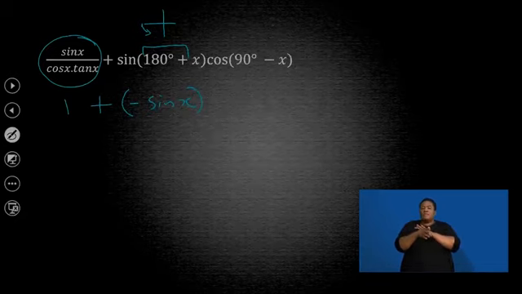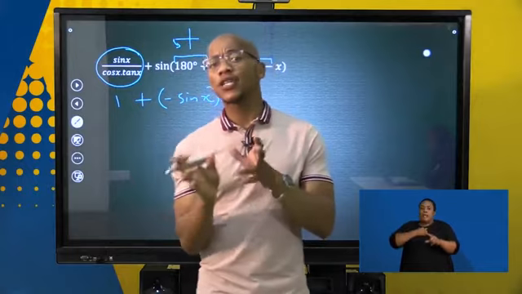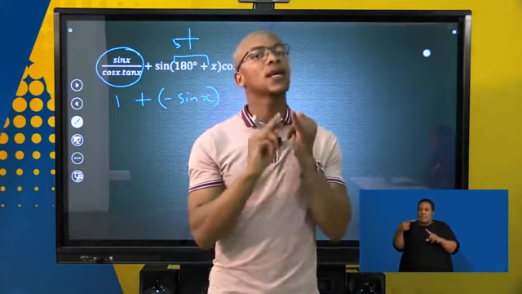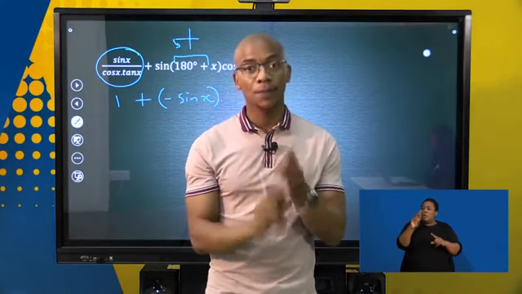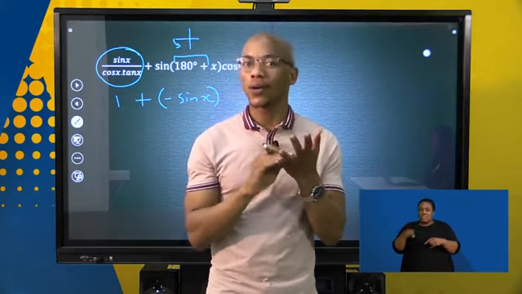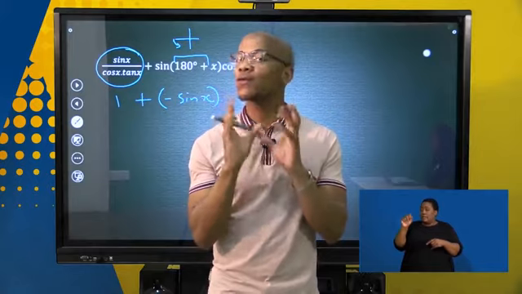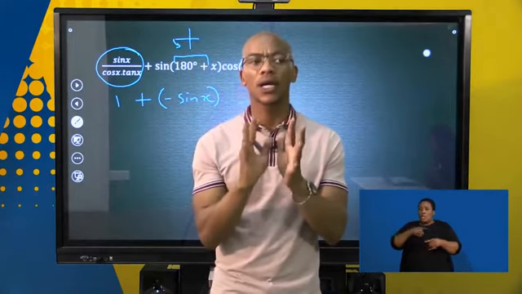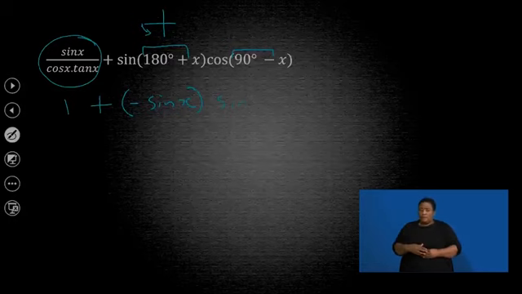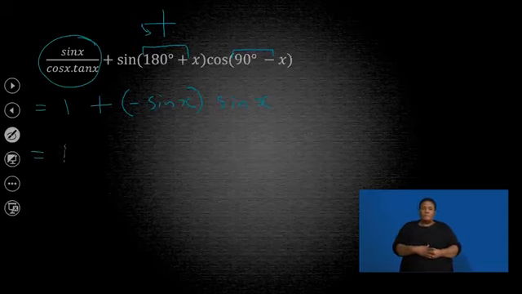But because of the 90 plus or minus, the ratio will change to its co-function. So let's just remind ourselves. The co-function of sine is cos, the co-function of cos is sine, and the co-function of tan is cot. But we hardly give you the co-function of tan because we don't do cot when we get to grade 12. So this means this will actually be sine of x. And therefore, this will then be equal to 1 minus sine squared x.